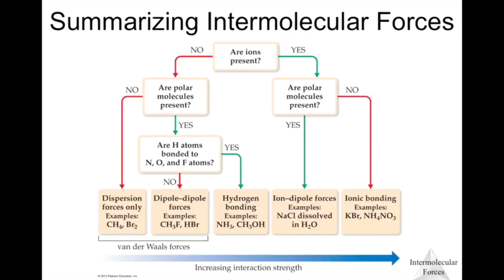So basically, to summarize these guys, you look at whether ions are present or not. If there are no ions, then you look at whether it's polar. If it's not polar, then it's only going to be dispersion forces. If it is polar, is hydrogen bonded to nitrogen, oxygen, or fluorine? No, just dipole-dipole. Yes, then you're looking at hydrogen bonding, which is a special case of that. If ions are present, is it a polar molecule? Yes, you have ion-dipole. If it's not, then it's straight up ionic bonding, which again is the strongest of these intermolecular forces, really.